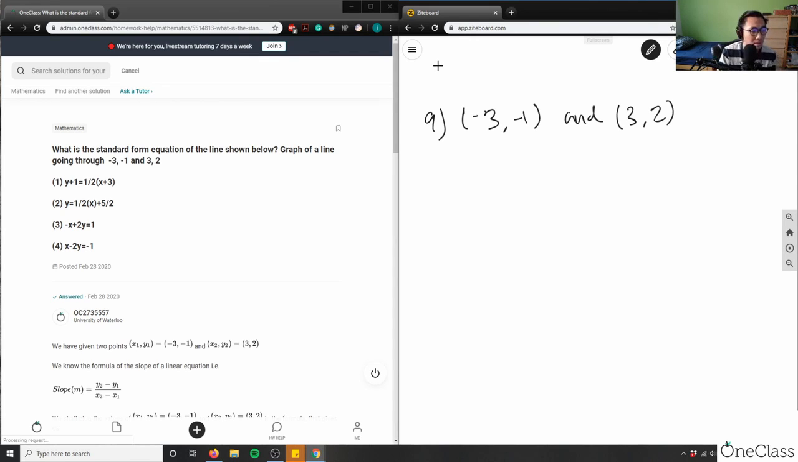So take a moment to think about this question. I'm going to grab a drink of water, and what you're going to do is look at these 4 solutions and figure out which of these functions would go through these 2 points. So let's take a moment to think about that.